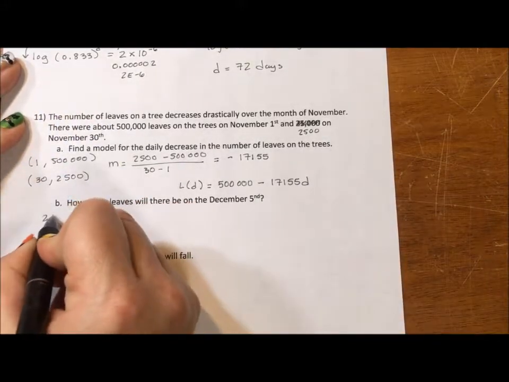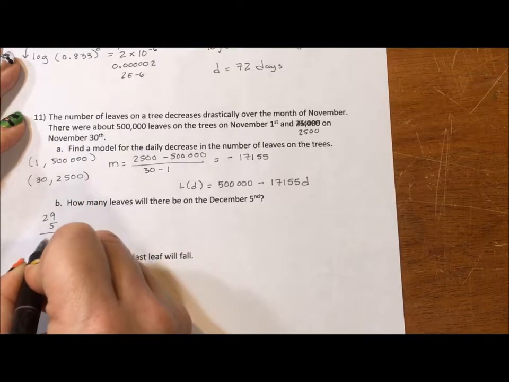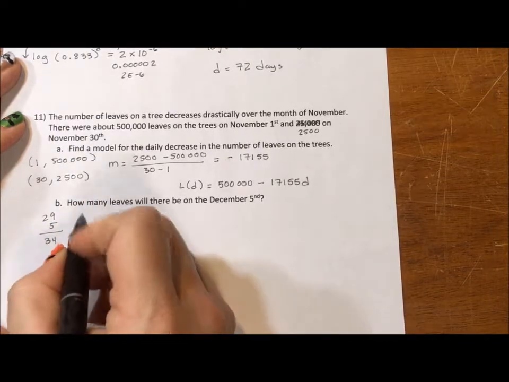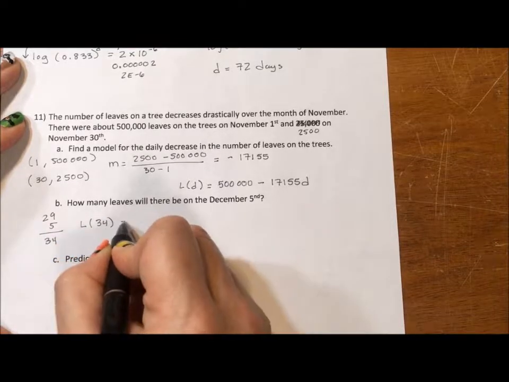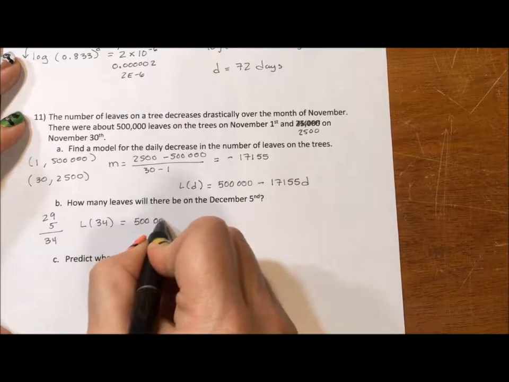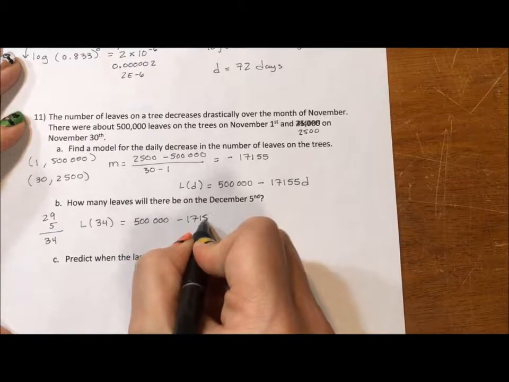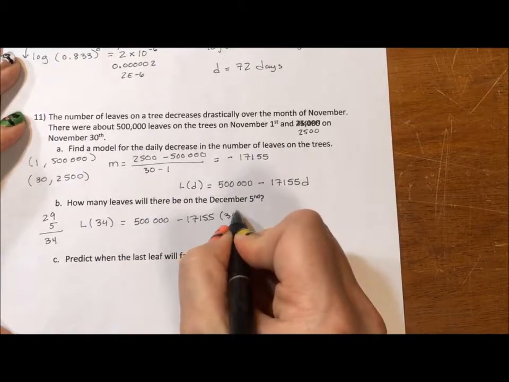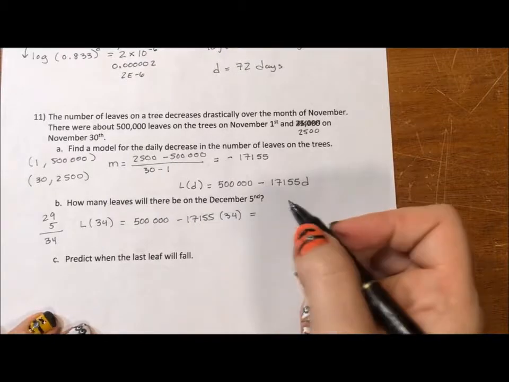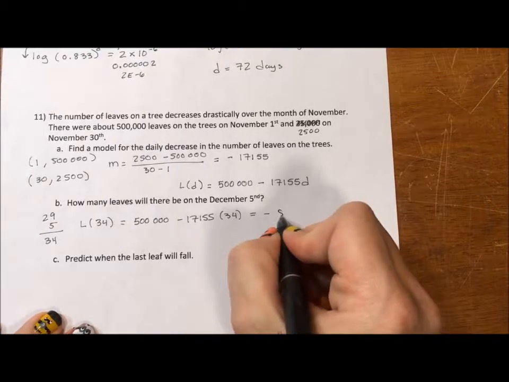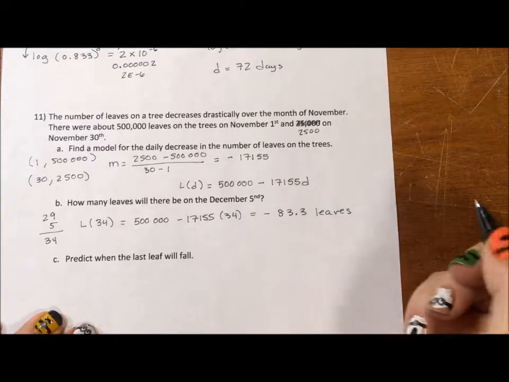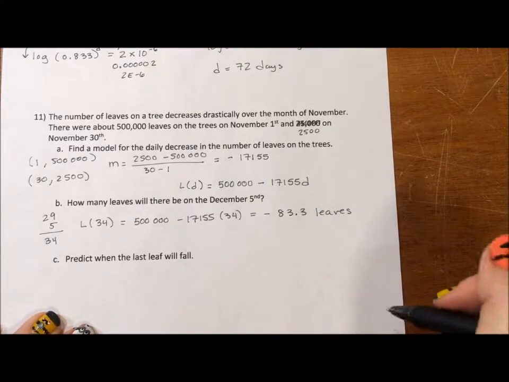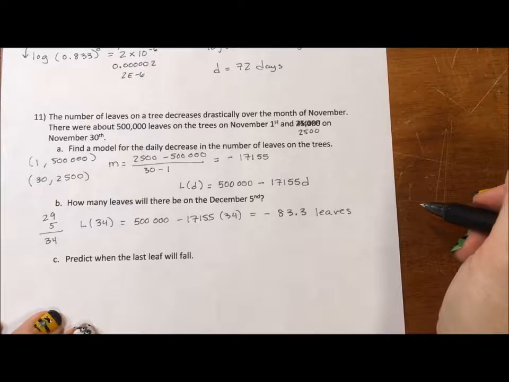Once again, 29 days of November, 5 days of December, 34 days later. In this model, number of leaves after 34 days is equal to 500,000 minus 17,155 times 34, which is going to be negative 83.3 leaves. That doesn't quite make sense unless the leaves are going to start floating back up.